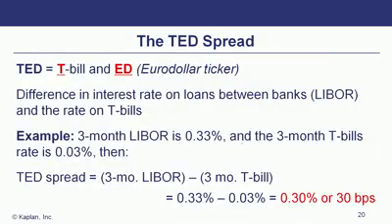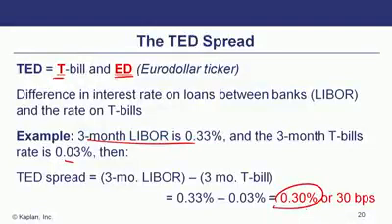Okay, so let's think in terms of the TED spread. The TED spread is the spread between the T-bill and the Eurodollar rates. T is in T-bill, ED is the Eurodollar ticker. So it's the difference in interest rates between loans on LIBOR, since the Eurodollar is a LIBOR-based instrument, and the rate on T-bills. So if the 3-month LIBOR is 0.33 and the 3-month T-bill is 0.03, then the TED spread is just 30 basis points, or 0.3%.